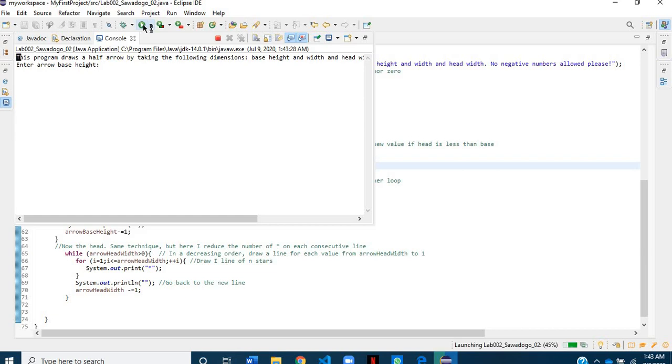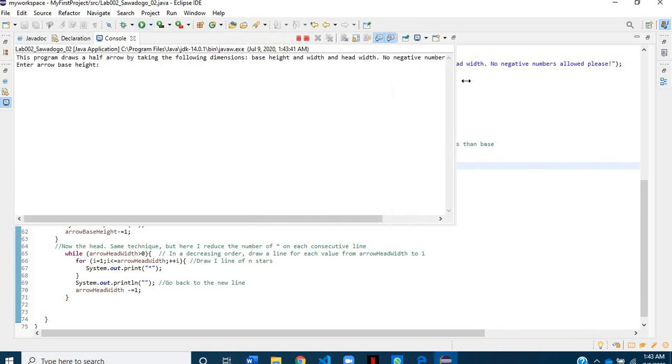When I run the program from here, I see it tells me this program draws a half arrow by taking the following dimensions: base height, base width, and head width. No negative numbers allowed, please.